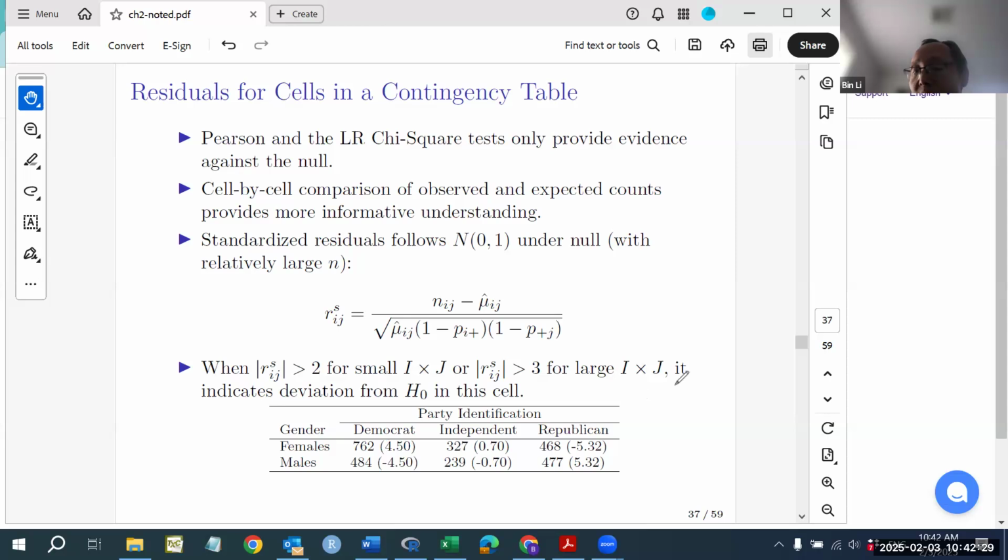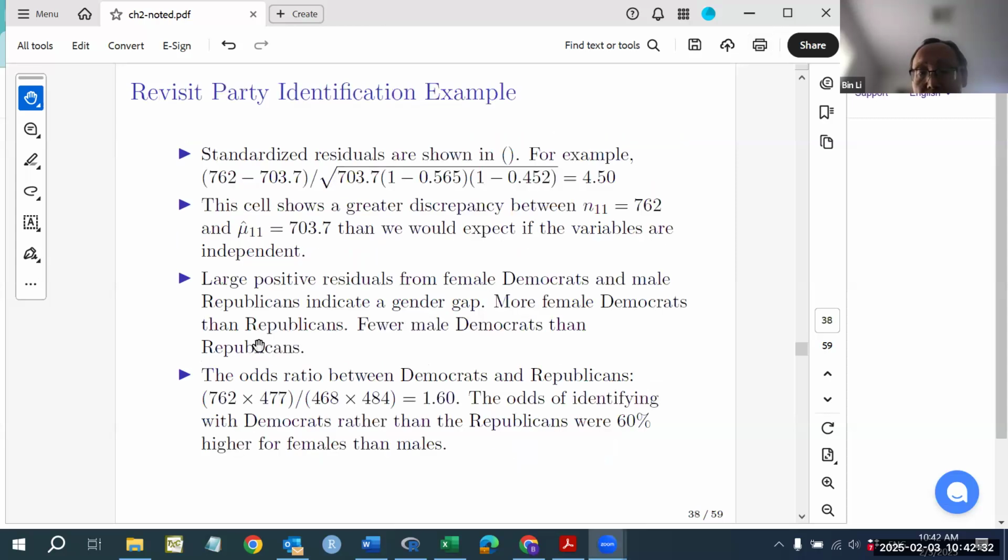And we can also check the odds ratios. If we check the odds ratio between the two parties, among males and females, you can see the odds ratio is 1.6. So what does that mean? The odds of identifying with Democrats rather than Republicans is 60% higher for the females than the males, right? So that's one way to interpret it.